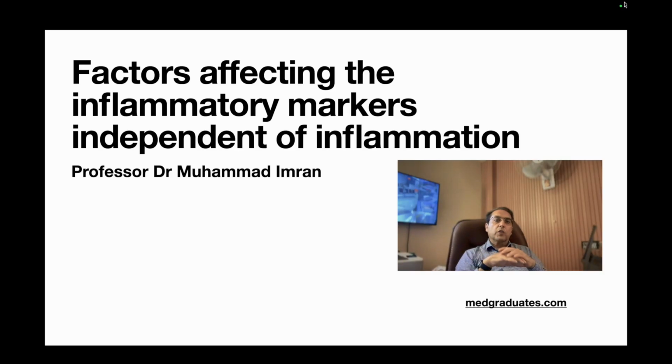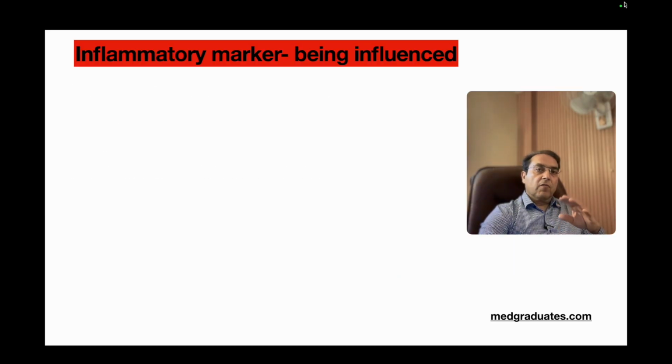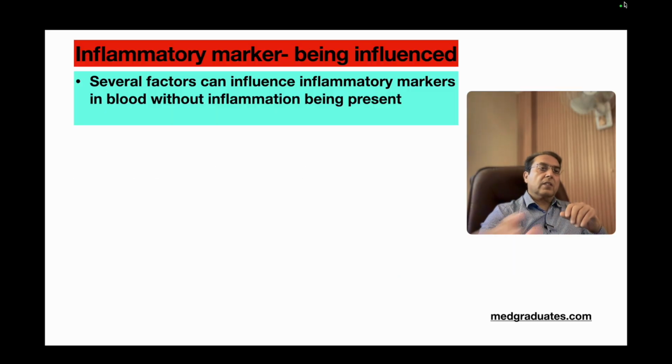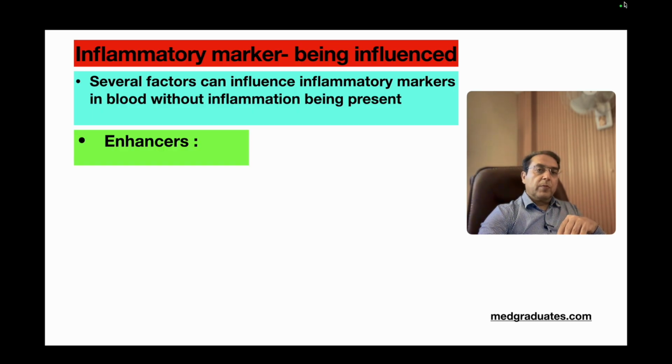Now let's see in this video, are there any other factors which can affect the inflammatory markers other than inflammation itself? You see, inflammatory markers can be influenced. There are several factors which can influence inflammatory markers in the blood without the inflammation being present itself. These may be ones which can increase inflammatory markers, the others can decrease the inflammatory markers.